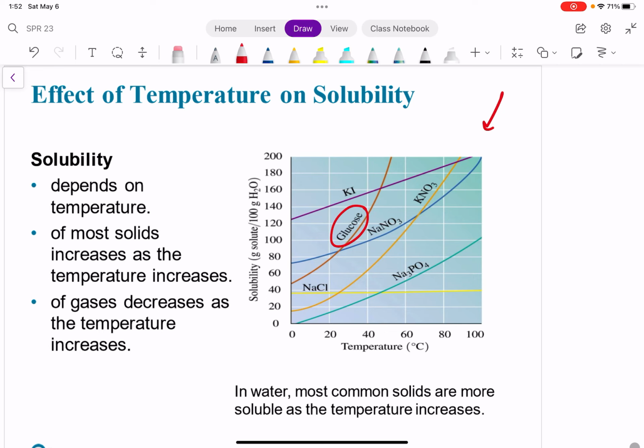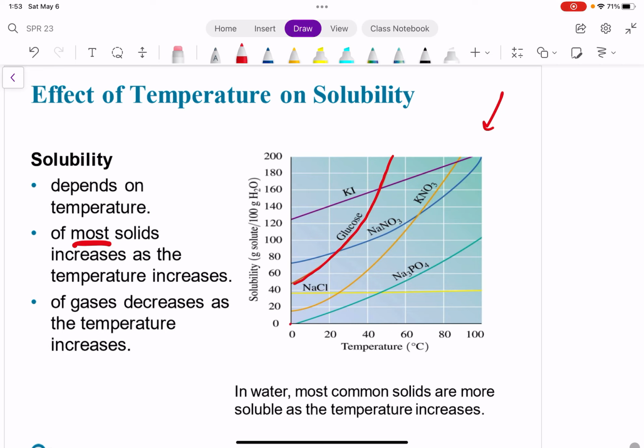And looking at NaCl, you'll notice that it's pretty much a flat line. So NaCl doesn't really apply to this rule. And that's why it says most, right? There are exceptions. So NaCl is one of those exceptions, table salt. It's already pretty soluble in water, and as you increase the temperature of that water, nothing really happens. It stays the same.